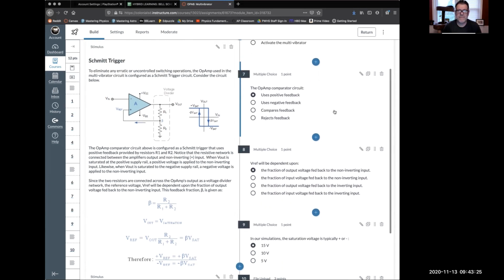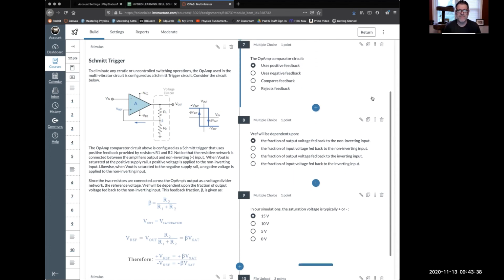So the op-amp comparator circuit uses positive feedback. Positive feedback provided by the resistors. The Schmitt trigger uses positive feedback. Here it is in the text. It appears there. Answer to question 7.